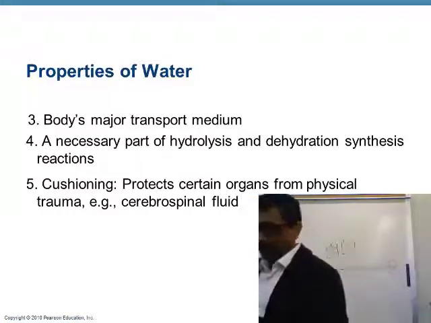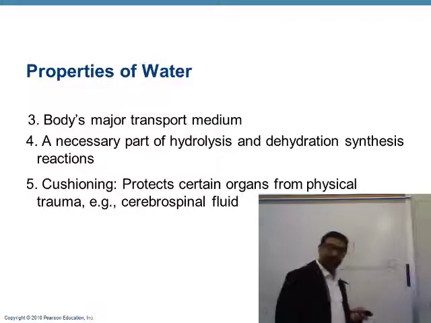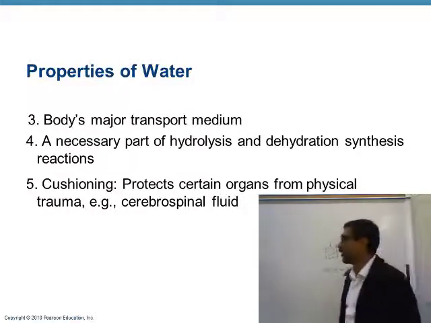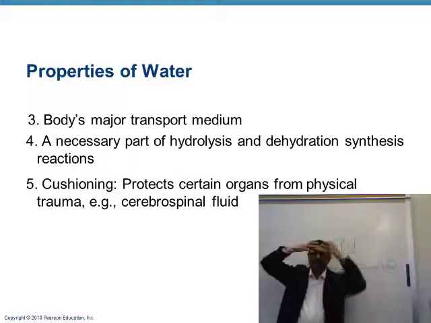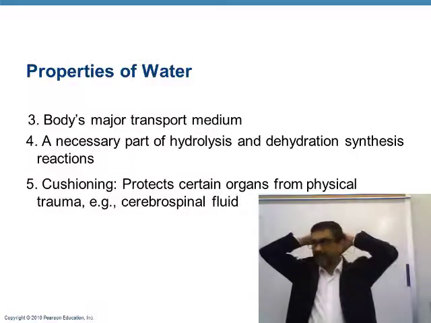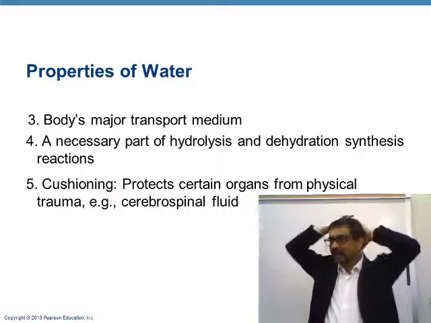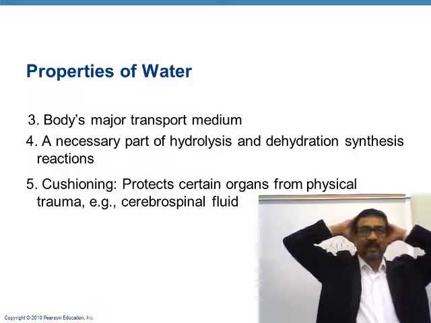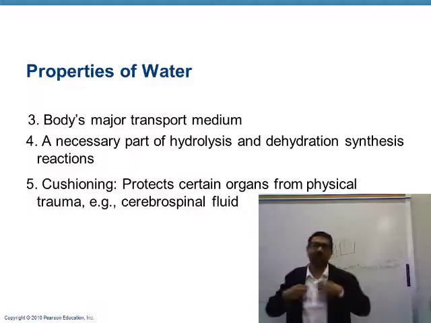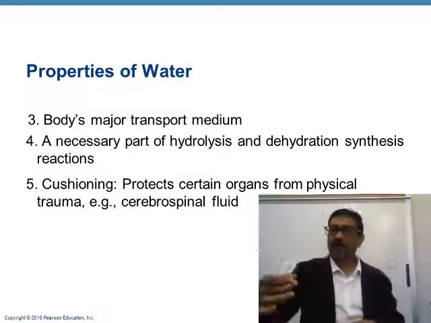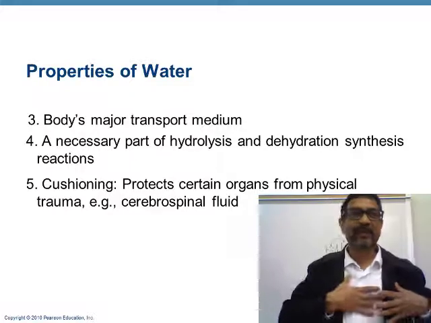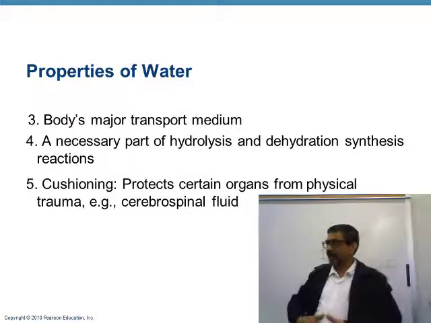Cushioning. Water protects the important organs in your body. For example, around your brain, you have the cerebrospinal fluid. You know that, right? The fluid around the brain is called the CSF, cerebrospinal fluid. Around your spinal cord, you also have cerebrospinal fluid. Around your heart, you have pericardial fluid. Okay? Around your abdominal organs, what kind of fluid do you have? Anybody?